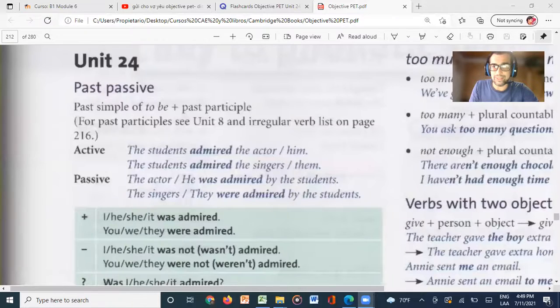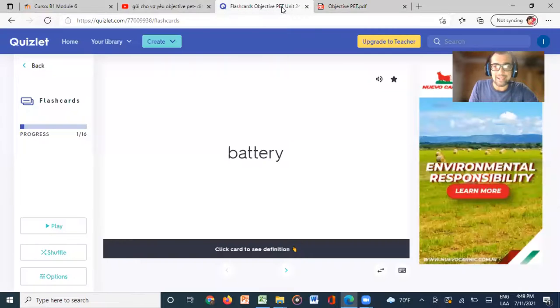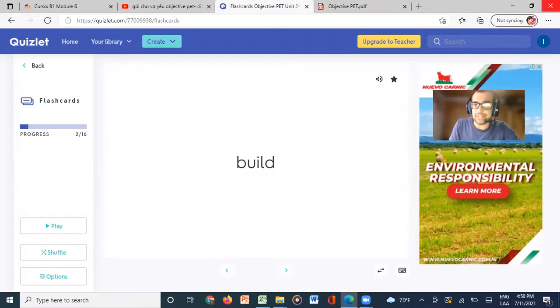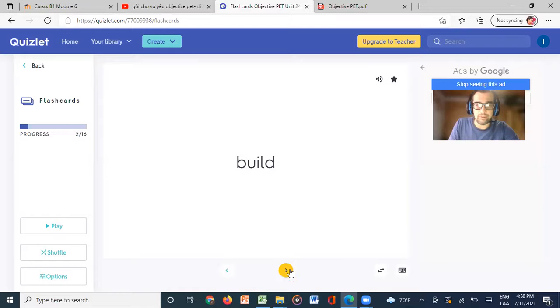So as always, we always start with the vocabulary. So let's start with that right now. Let's start with the first word, which is battery. Battery. Number 2, build. Build, very easy, right? Build, it's a verb.